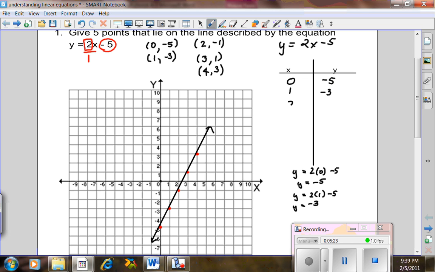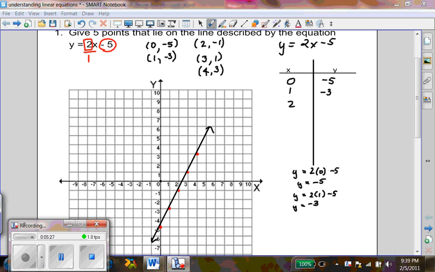Let's throw in a 2. Why not? Let me move this out of the way. So we have y equals 2 times 2 minus 5. 2 times 2 is 4, minus 5 is negative 1. There we go. Let's put in 3.